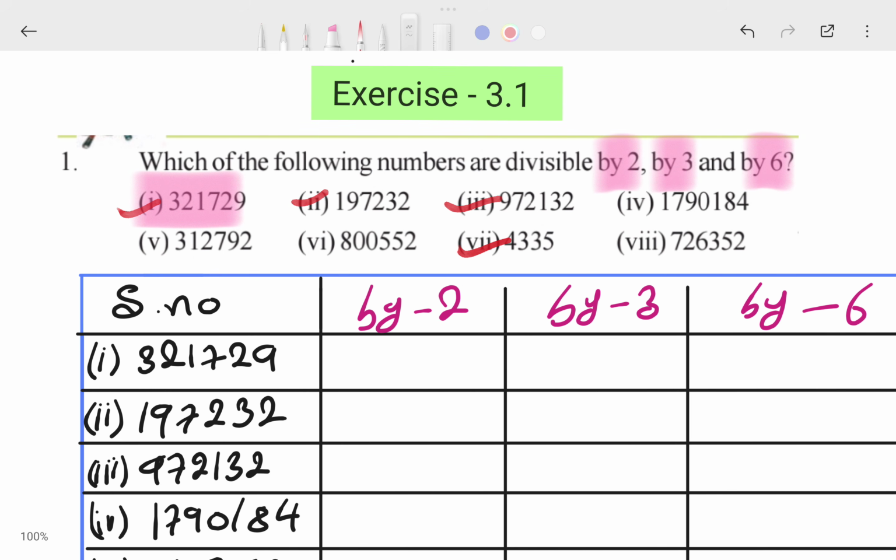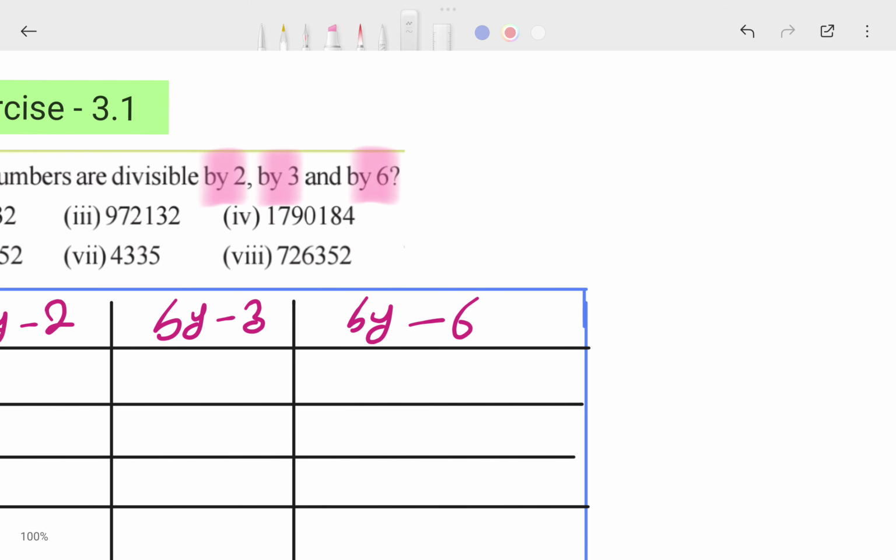How am I telling that this is divisible by 2 or not? It is nothing but a rule of division. If you already know it, good, or if you don't know it, don't worry, I will teach you the rule of divisibility. This is the divisibility rule for 2.